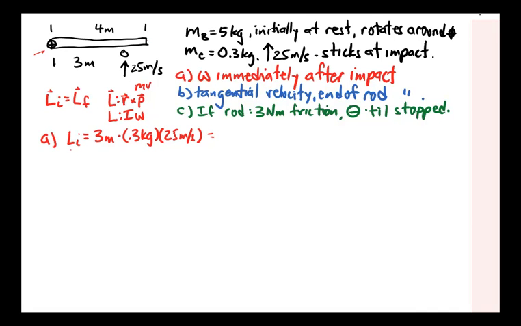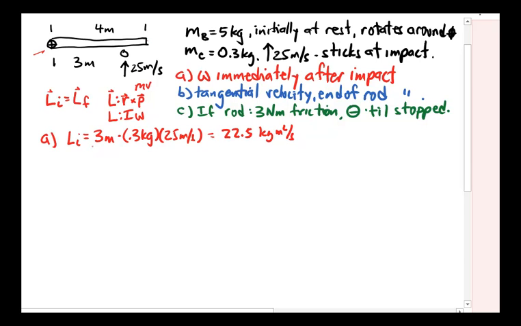If I take a look at my initial angular momentum, the only thing that will have initial angular momentum will be our blob of clay, because our rod is at rest. So I could just use this formula: my radius, 3 meters, times 0.3 kilograms, times 25 meters per second, and I get 22.5 kilogram meters squared per second.